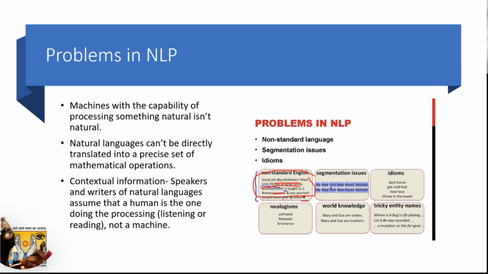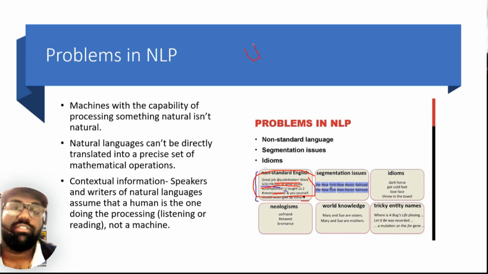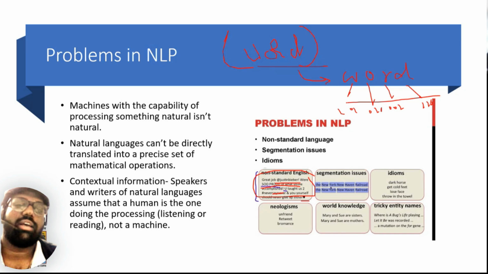And also there are machines with the capability of processing something natural which is not natural. Don't think natural languages can directly translate everything into mathematical operations. No. First it will take a word and check what all is in it. Let's say the word has four letters. Each letter will be converted into vectors, and then this complete vector is stored and represents the word.